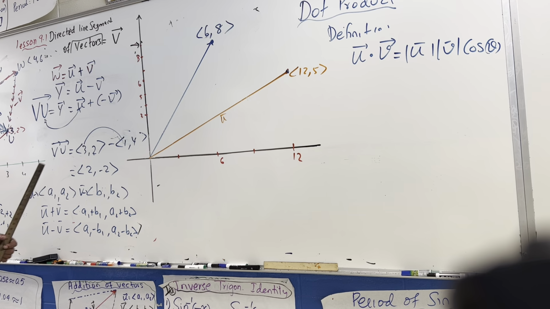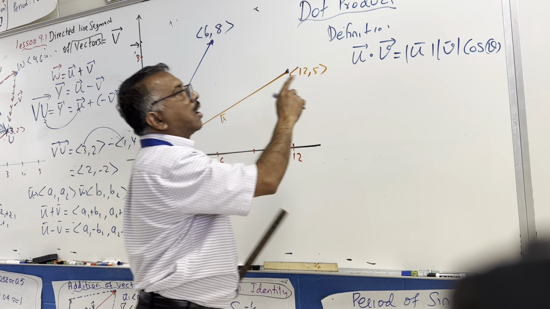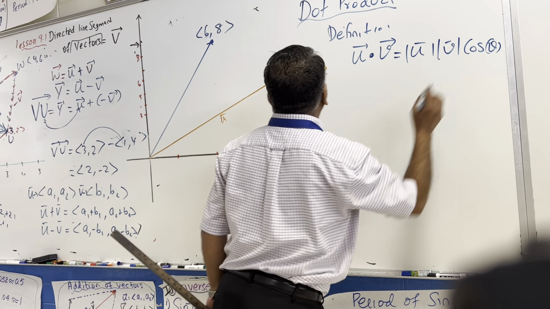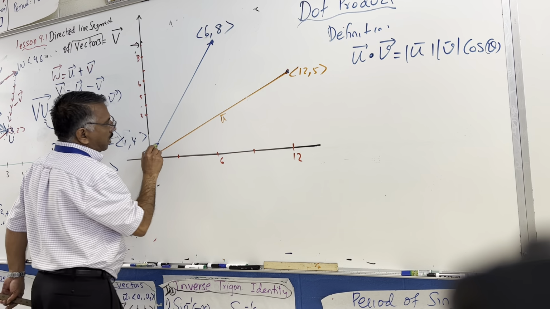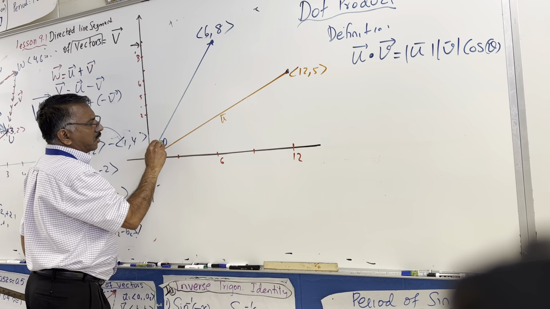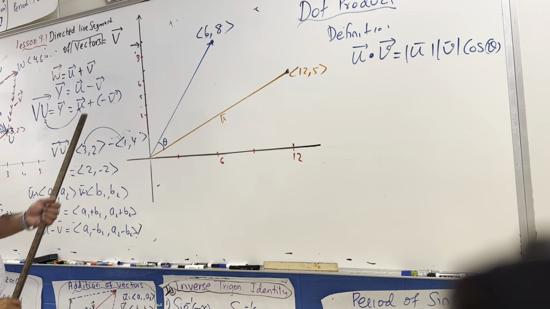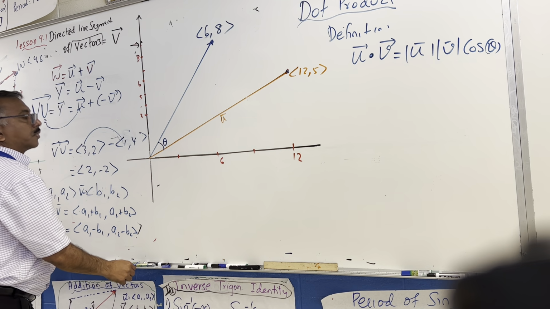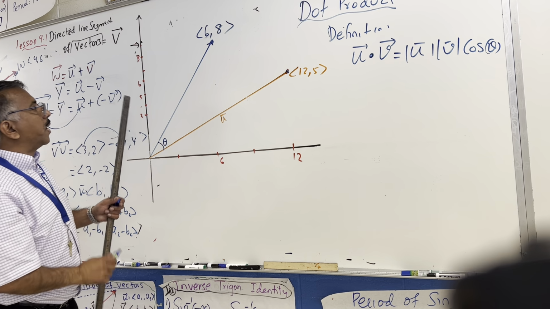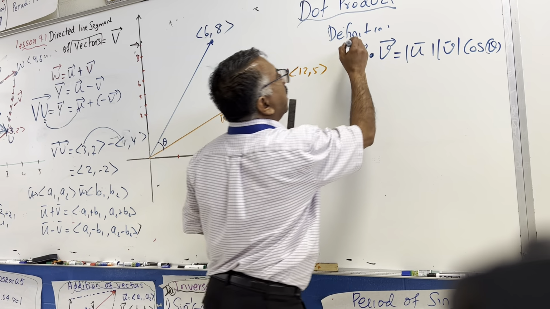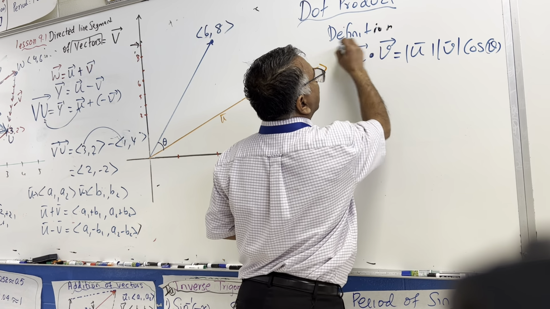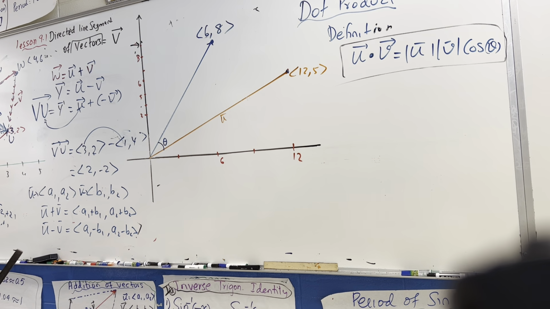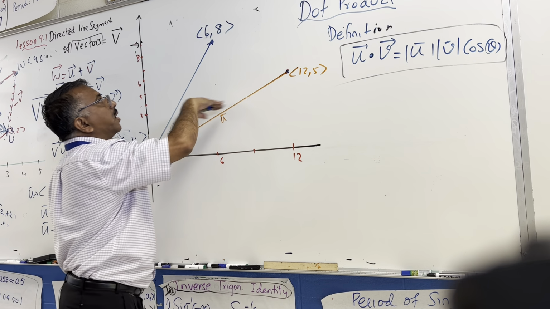Now the question is, what is the meaning of this dot product? Watch this. If this is u, what does theta basically mean? The angle between the two vectors. So this is theta. Now what I'm going to do is drop a perpendicular. This is just the definition: u bar dot v bar is the magnitude of this one times the magnitude of that one.